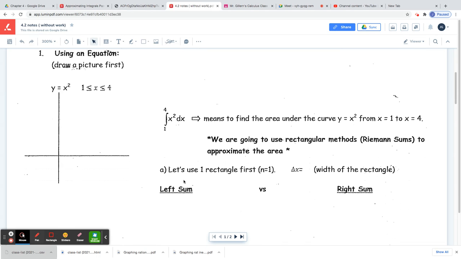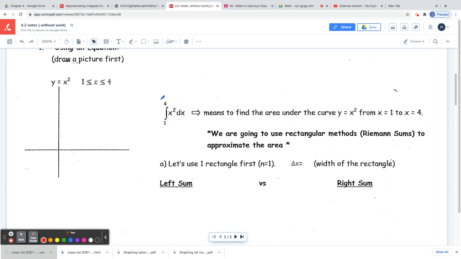So what's going on here? If we look at this notation right here, we have the integral. We've seen that integral sign before. We see the x squared and we see the dx. So that's nothing new to us. But this 1 and the 4 on the bottom and the top of our integral sign is new. And what this really means, and it says it right after here, is we need to find the area under the curve of y equals x squared from x equals 1 to x equals 4.